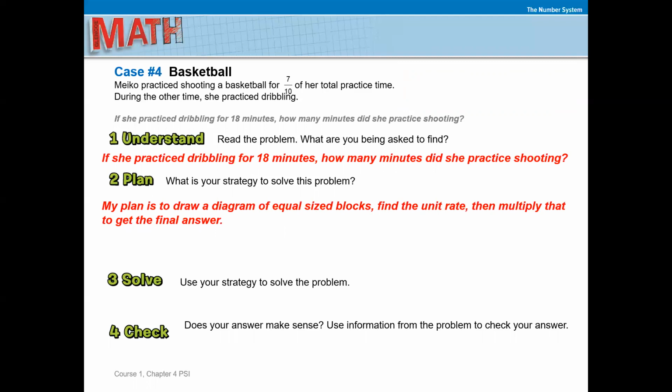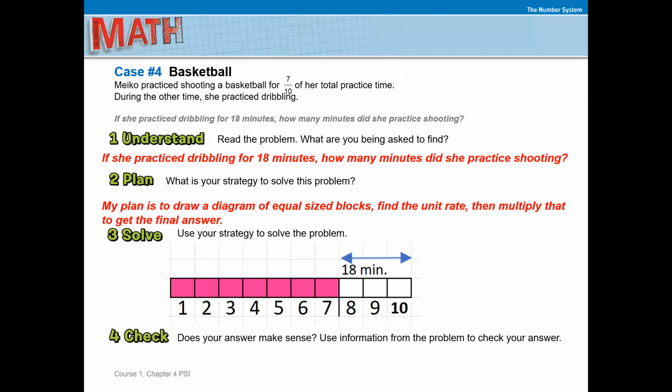What is the strategy to solve the problem? My plan is to draw a diagram of equal-sized blocks, find the unit rate, then multiply that to get the final answer. She practiced 7 out of 10 shooting baskets. The remaining time was 18 minutes that she spent dribbling.